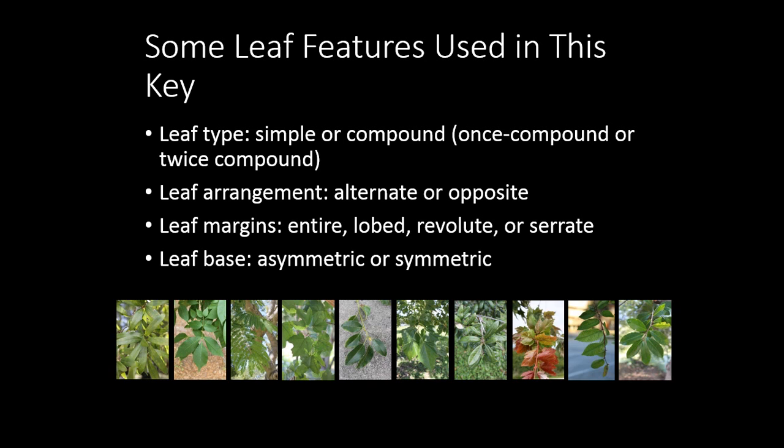We also have winged almondness, so we ask if the leaf base is asymmetric. Does one side droop down a little bit more, or is it symmetric? And these are things that we're going to use to parse out those 10 species.